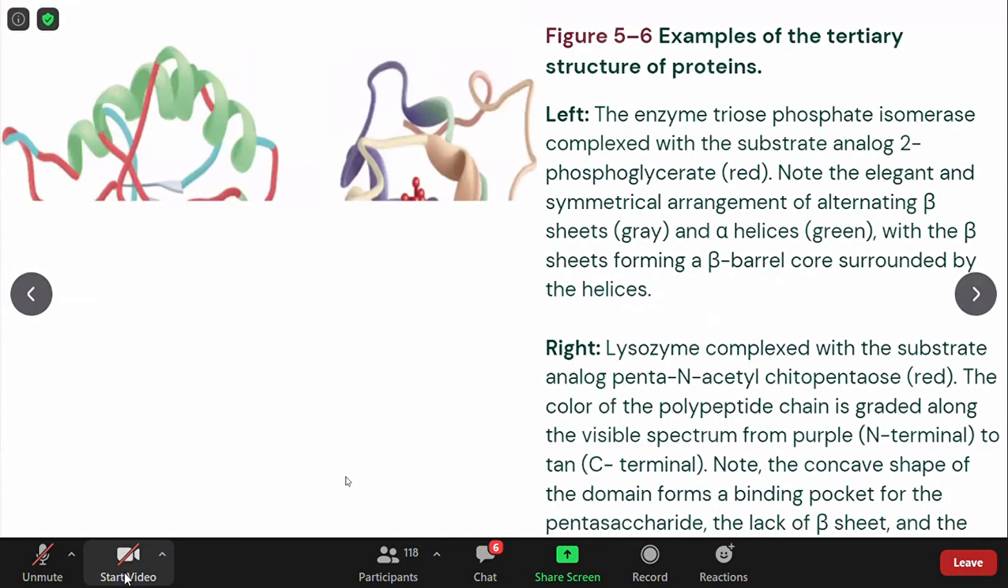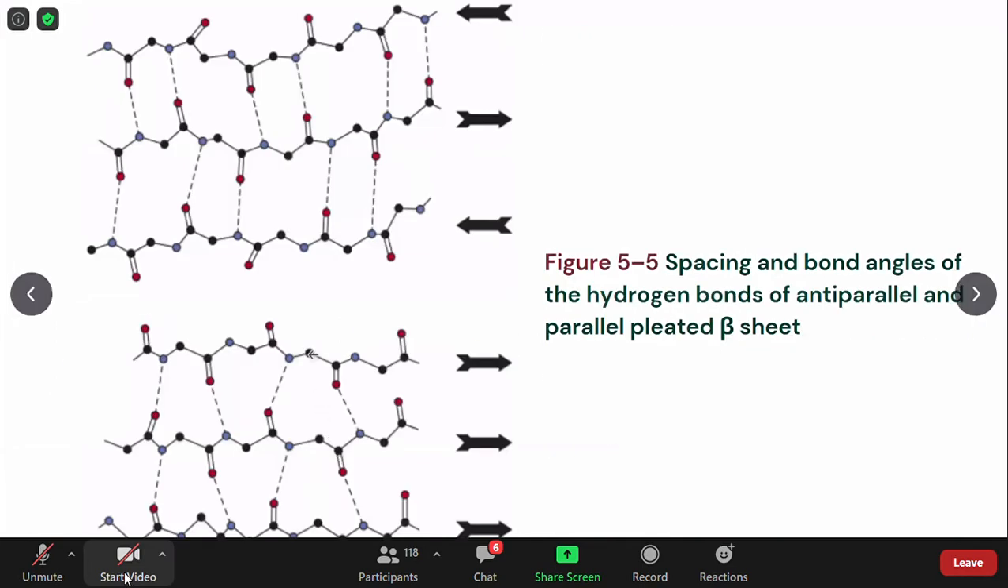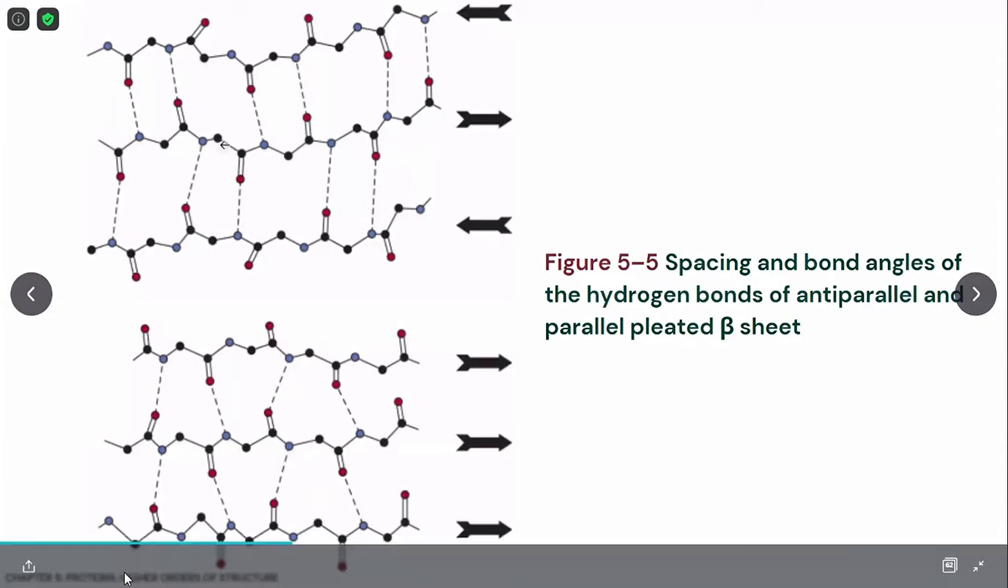However, now, let's look. If this amino acid is negatively charged and this amino acid is positively charged, then they can form a salt bond. So these two would be nearer each other. That would change how this would look.